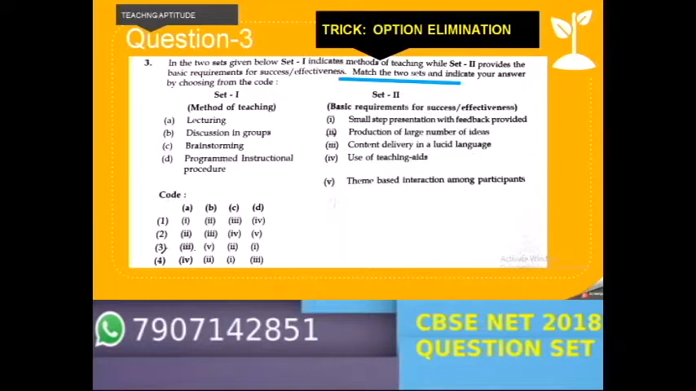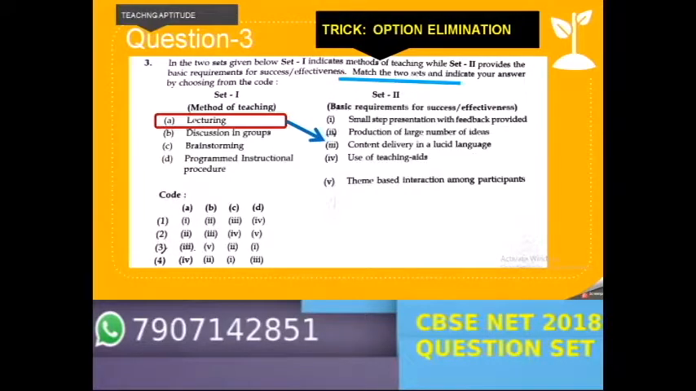Set 2, you can see 5 statements in set 2, and out of those 5 statements, which is the right point? The right point: we can connect A with option 3, content delivery in a lucid language. That is what simply lecturing is all about, right? So lecturing is connected with number 3.